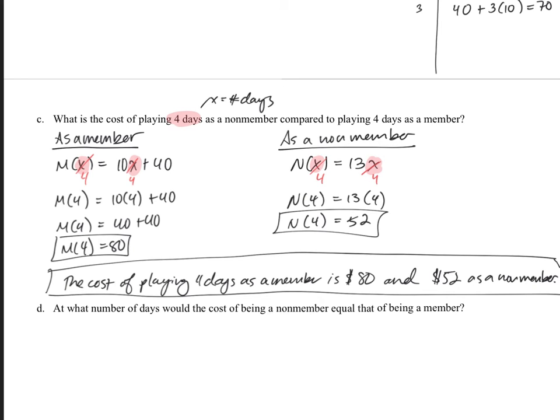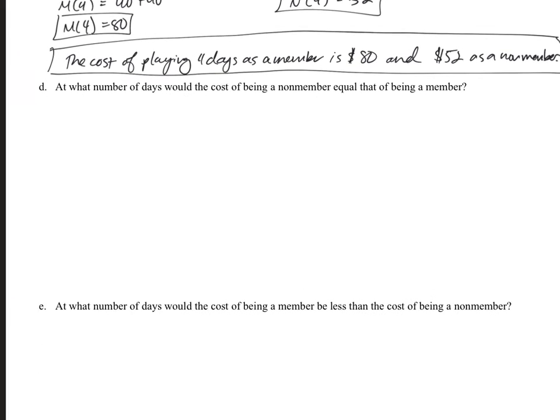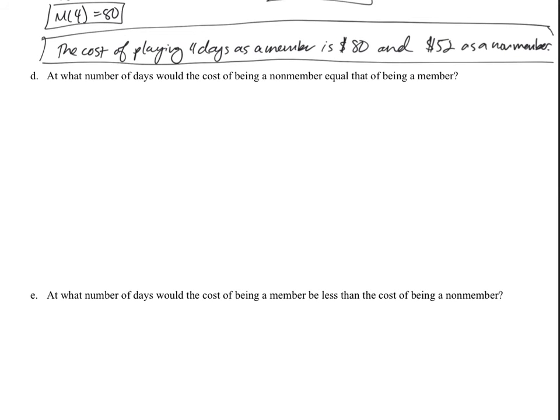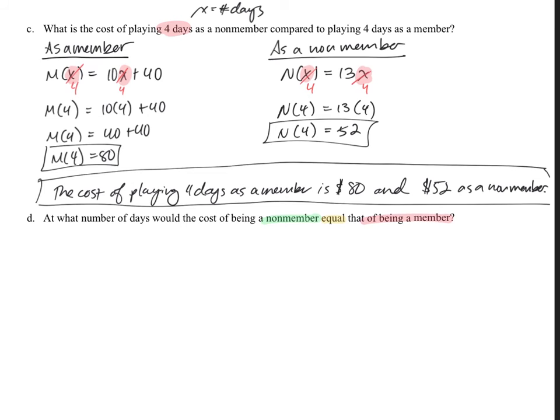than being a member. But then there's this question. At what number of days would the cost of being a non-member equal that of being a member? So what we're trying to figure out is, when is being a non-member equal to being a member? Well, what's the formula for a non-member? The formula for a non-member is n of x equals 13x. So n of x, and we're trying to figure out when this is equal to m of x.